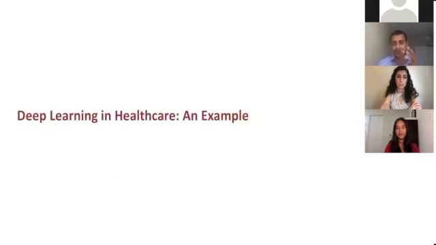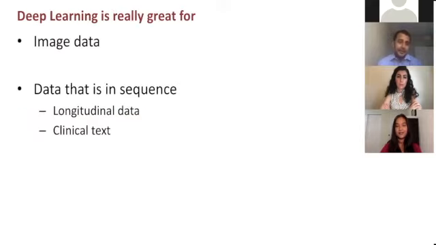With that in mind, you have a structure of what deep learning is, and you have an idea why this is so prevalent. Here's an example of deep learning. This is some work that I did in my research, which got published last year, and I want to take you through the thinking as well as the mechanics of it. Deep learning is really good for image data, that is, pictures, as well as data that is in sequence, and we'll talk about that a little bit.